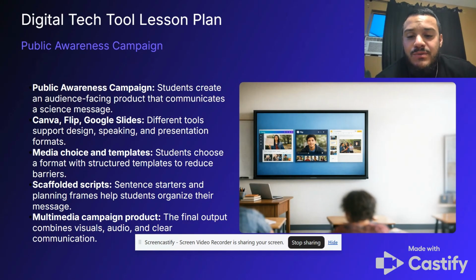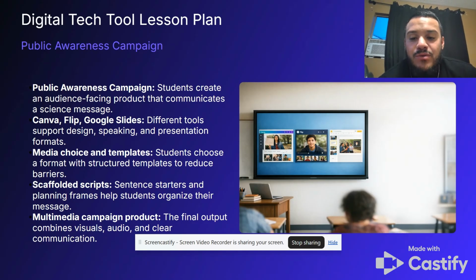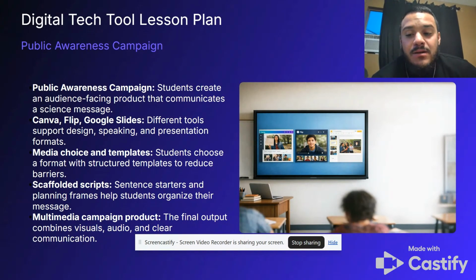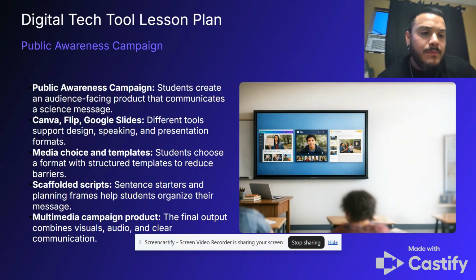For media choice with templates, students can choose a format with structured templates to reduce barriers. Scaffold scripts, sentence starters and planning frames help students organize their message. The final output combines visuals, audio, and clear communication for their multimedia campaign project.